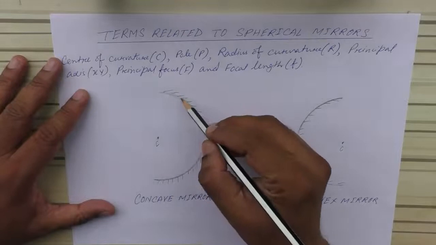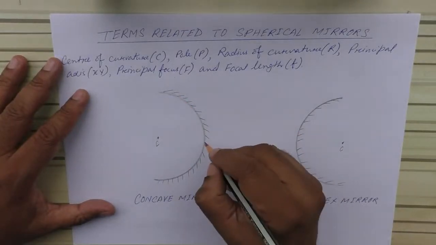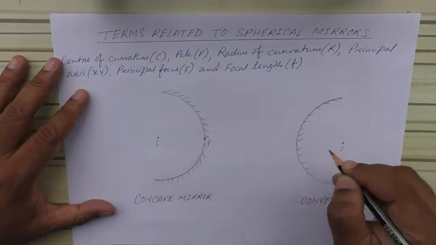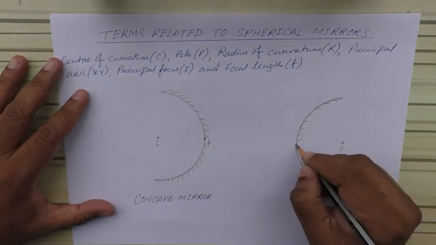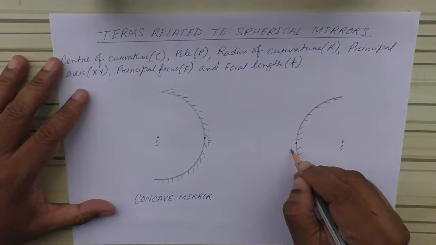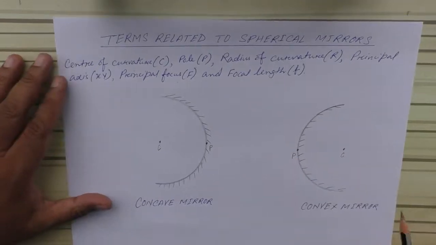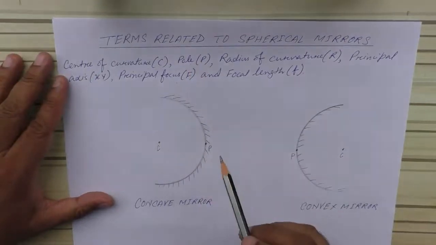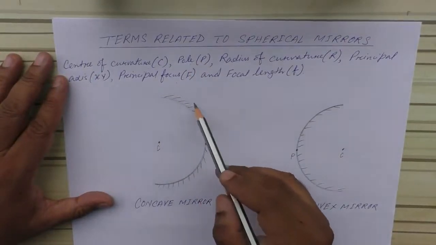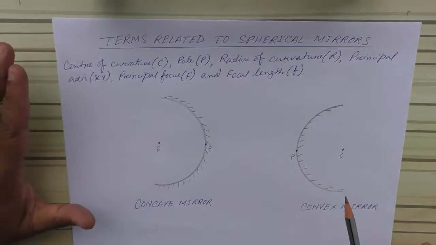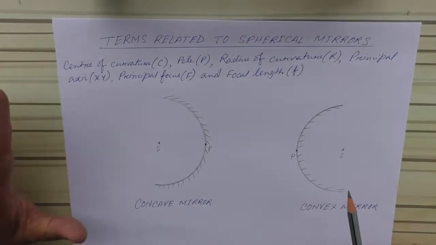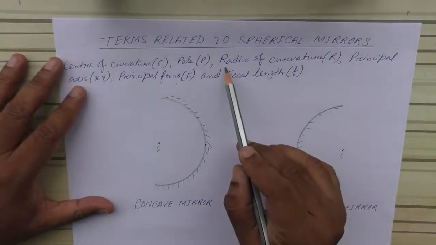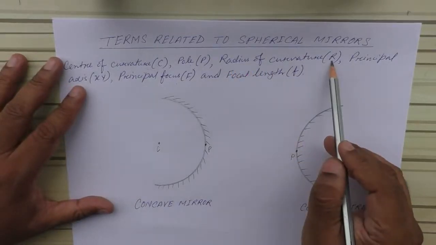Now this is the reflecting surface, and the center point of the reflecting surface of spherical mirror is called the pole of the spherical mirror. So we have discussed two terms. First one center of curvature, second one pole. Now what is pole? The center of the reflecting surface of spherical mirror is called the pole of the spherical mirror. Our next term is radius of curvature.